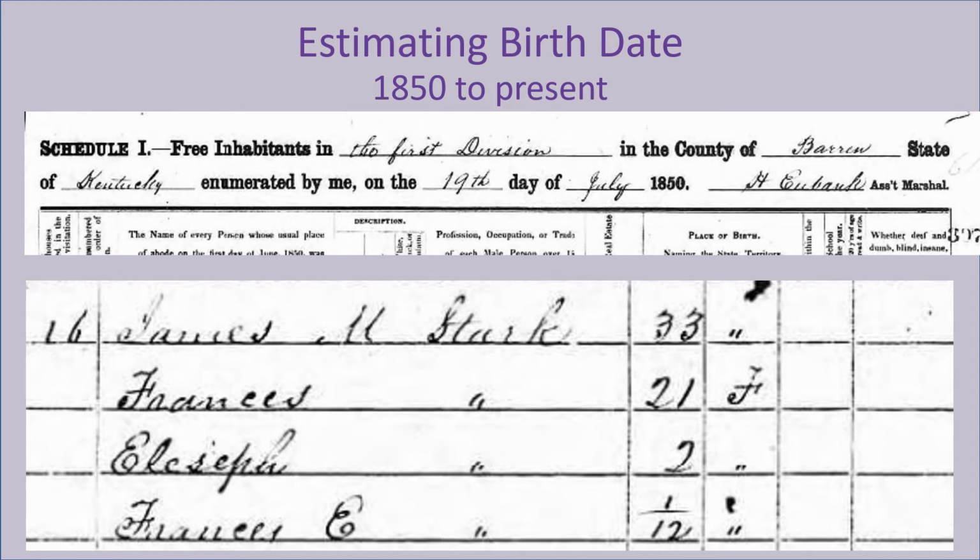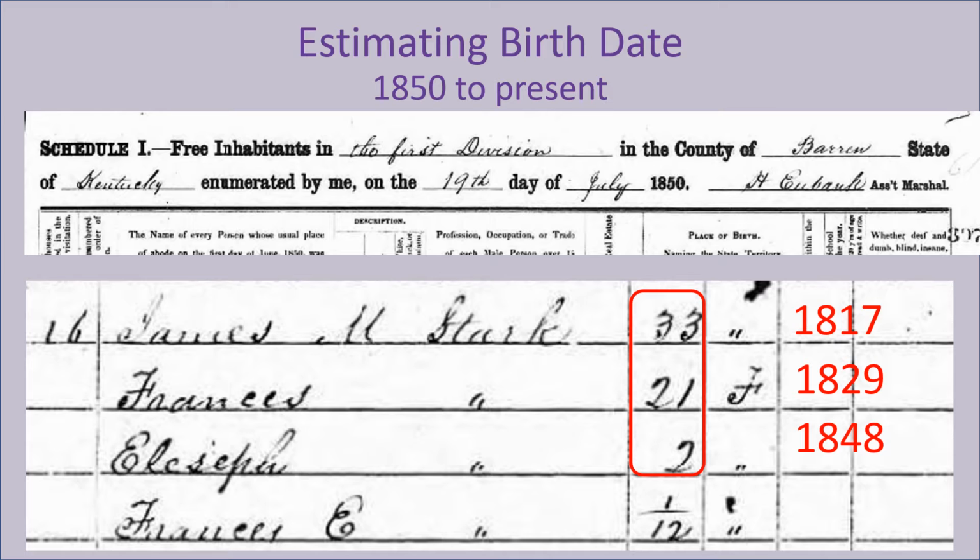For James Stark, you can subtract 33 from 1850 and estimate his birth as 1817. The census records also give their birthplace. The wife Frances' estimated birth would be 1829. Their first daughter, Elsifa, I'm not sure how to say that name, kind of looks like a combination of Elizabeth and Joseph, but her estimated birth would be 1848.